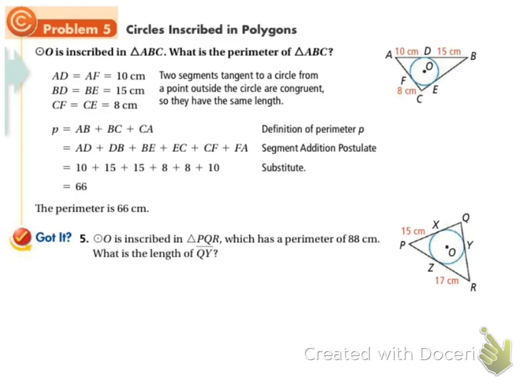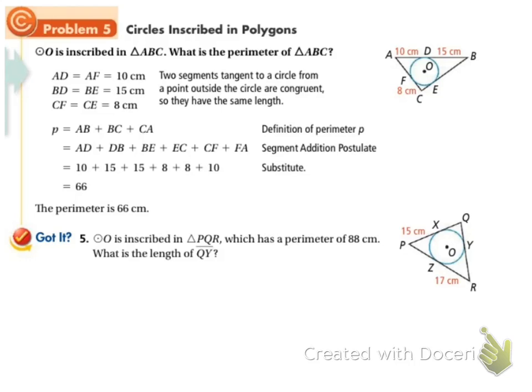So, let's do our got it problem. Circle O is inscribed in triangle PQR, which has a perimeter of 88 centimeters. What is the length of QY?